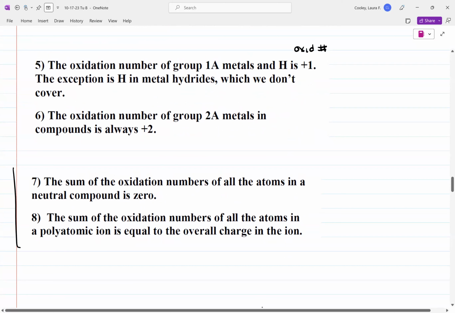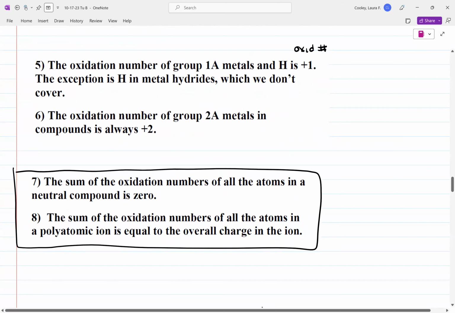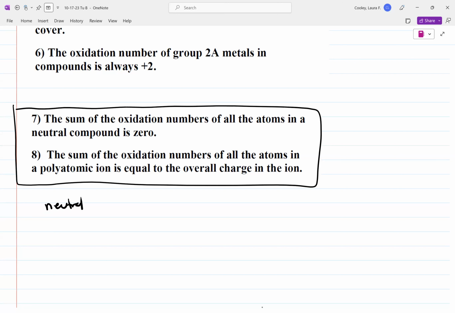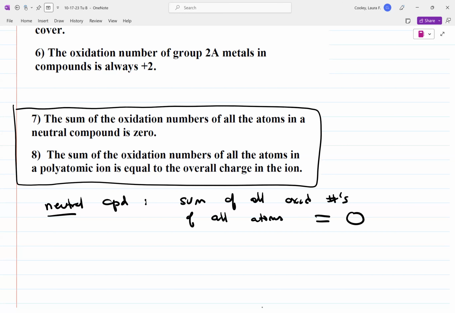These are the very important ones down here, because this is what allows you to figure out the oxidation number of elements in a compound. You should have this; you shouldn't need to squint at the board. If you have a neutral compound, the sum of all the oxidation numbers of all the atoms has to equal 0, because that's the charge. It's a neutral compound.